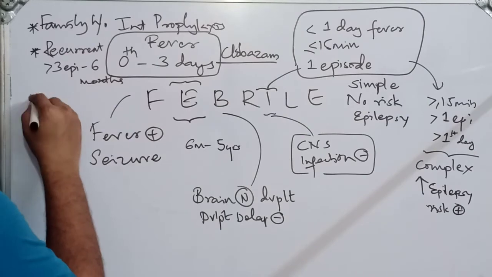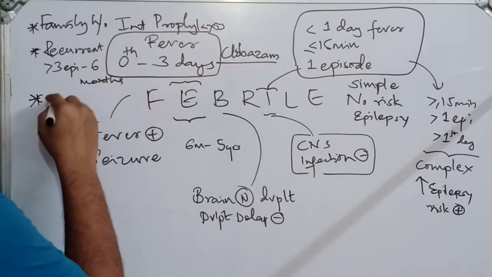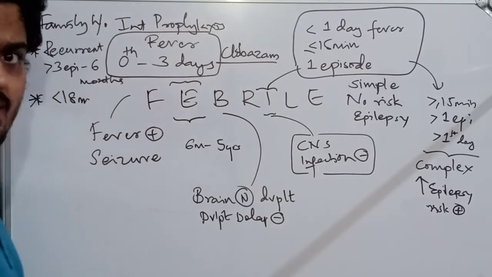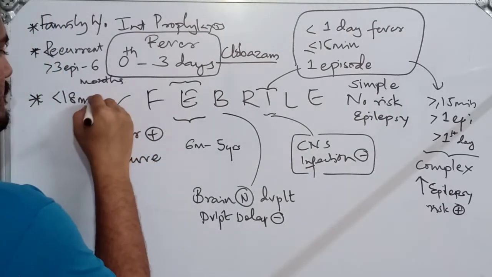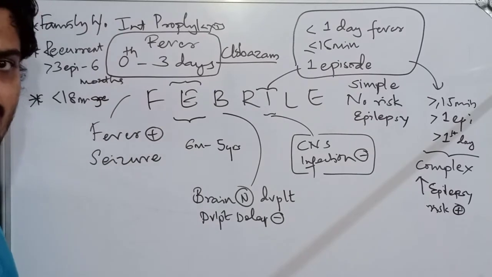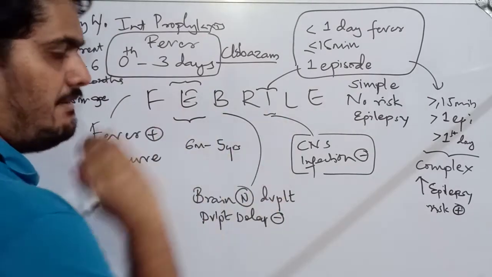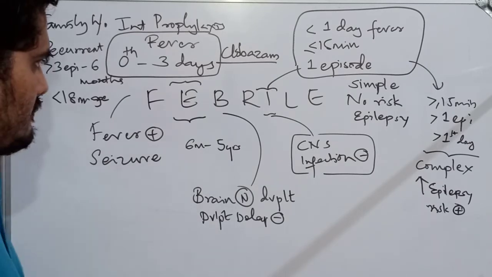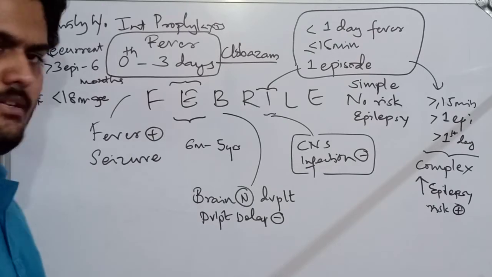One more point is if the baby's febrile seizure activity started at less than 18 months. So if within 18 months of age the baby starts getting febrile seizure activity, then intermittent prophylaxis can be considered. So these are the important points with respect to febrile seizure we can remember.